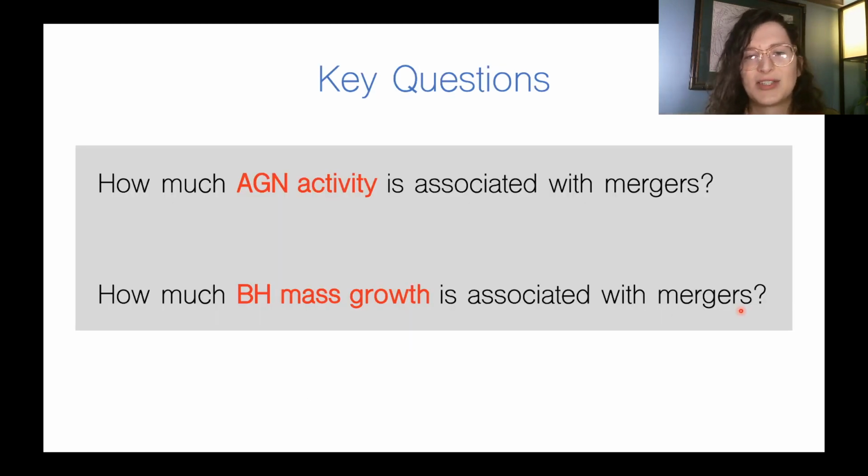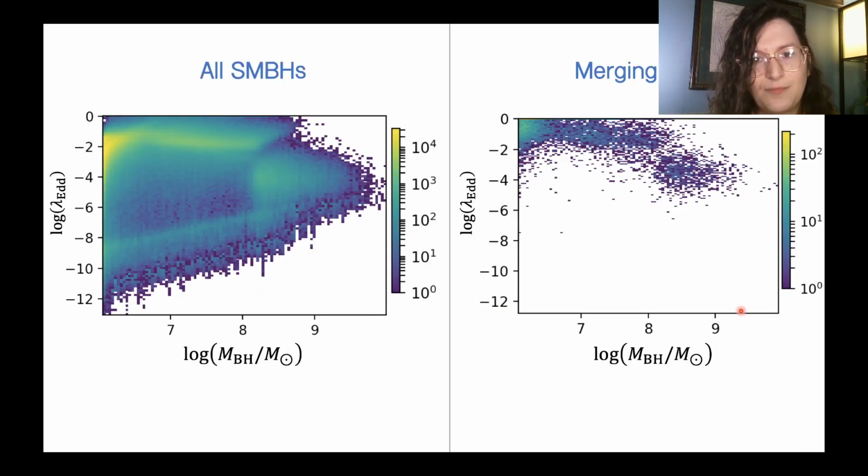The key questions that we set out to answer: first of all, how much is AGN activity associated with mergers? And secondly, how much black hole mass growth is associated with mergers or is dependent on mergers? So we'll start with AGN activity. Throughout this talk, I will be using the Eddington ratio as a stand-in for an active galactic nucleus. The Eddington ratio is the Bondi accretion rate versus the maximal Eddington accretion rate.